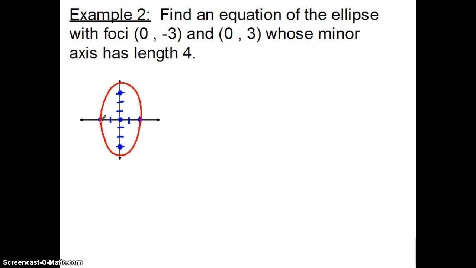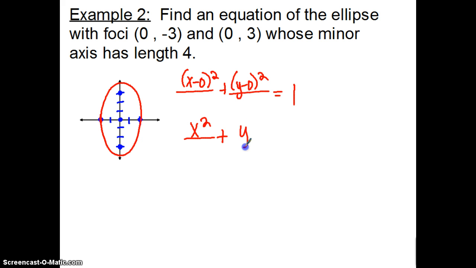I already know the center, so if I'm plugging in, I'm going to have x minus 0 squared, and I'm going to have y minus 0 squared. We'll worry about the bottoms and the fractions here in a second. And we know that it has to equal 1. Now, simplified, that's just x squared, and that's just y squared, but I wanted you to see where we got that. We plugged in 0, 0, because that was the center.